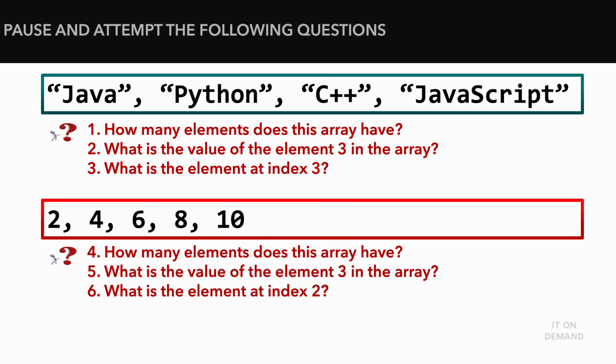Now I'll say pause the video and attempt the following questions. We have this structure here, Java, Python, C++, JavaScript. And the question says, how many elements does this array have? What is the value of the element 3 in the array? And what is the element at index 3? And we have this other one. How many elements? About the same question. So pause this video and attempt this question. And when you're done with it, come back and watch this video.